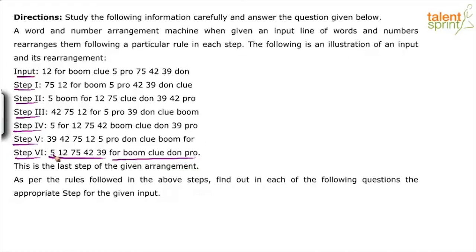Smallest number here, largest number here, second smallest number here, second largest number here, the third smallest or third largest number here. Nothing really gives you a flow, right? It's not in a rhythm. It is not a pattern. Same is the case with the words here. Look at the words: for, boom, clue, dawn, pro. What do you get out of it? F, B, C, D, P.